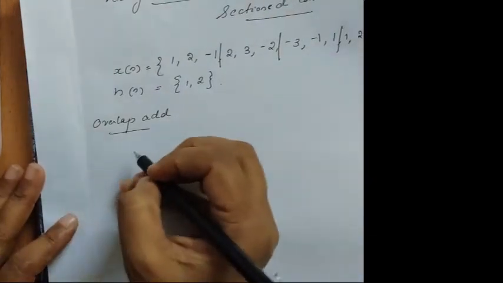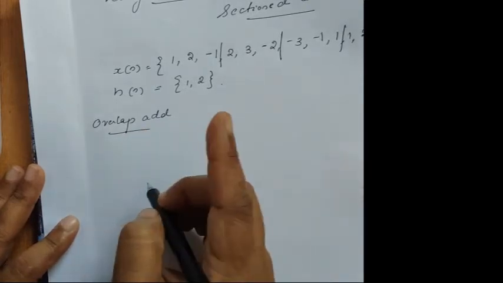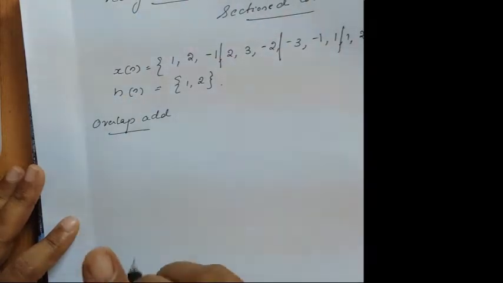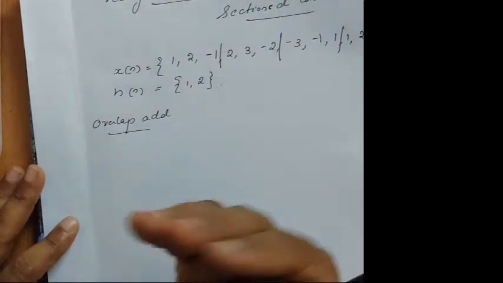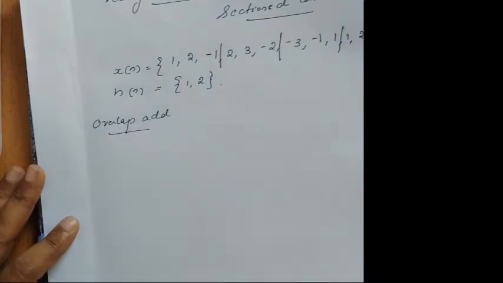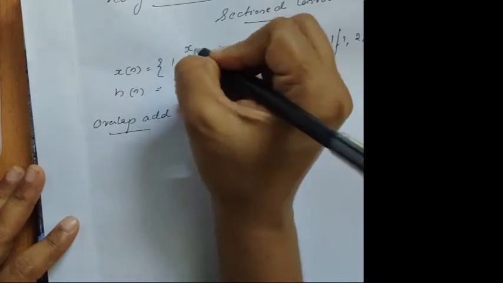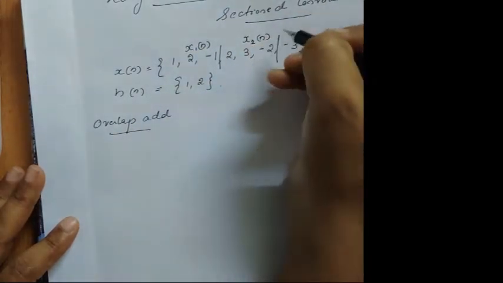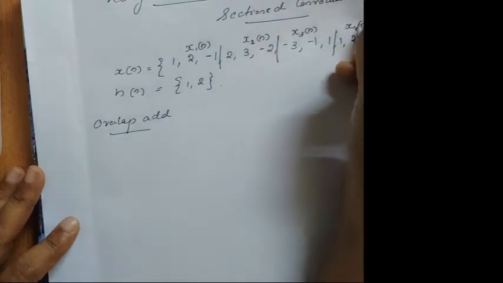In the overlap add method, as we have studied in the previous section, you have to do linear convolution using circular convolution. That means including 0 padding. Both the sequences should be the same length, then only you can do linear using circular convolution. So as we have divided into smaller sections, we name them x1 of n, x2 of n, x3 of n, x4 of n.